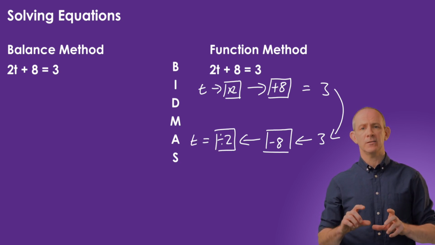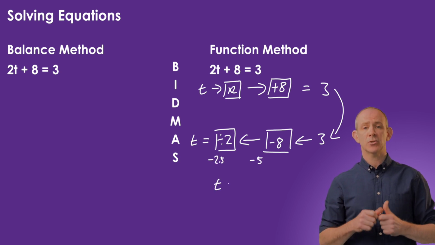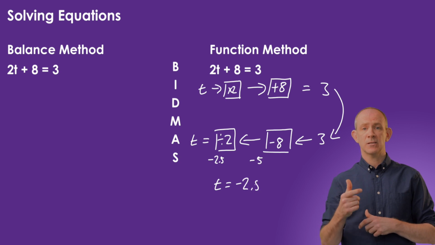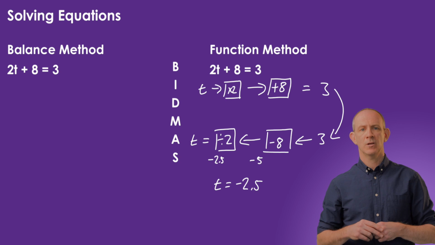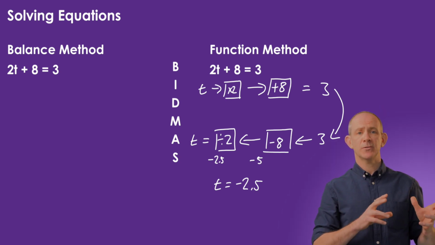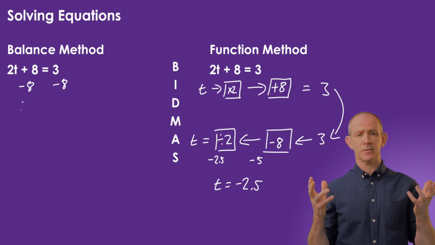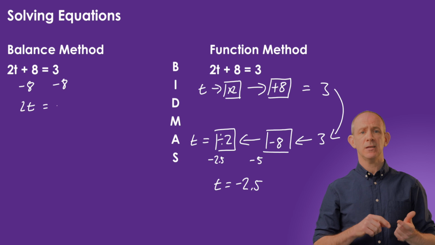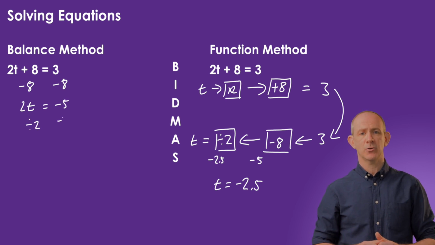Now, in this case, 3 take away 8 is going to give us negative 5. And divided by 2 can either be shown as negative 5 over 2 or negative 2.5. And we'll see that easier in the balance method. So with the balance method, we'll take away 8 from both sides. Remember, we need to keep it balanced. We'll end up with 2t equals negative 5. We'll then divide both sides by 2.